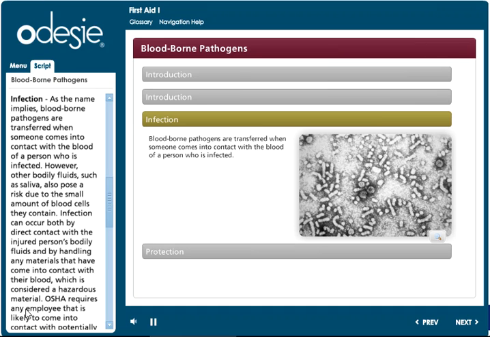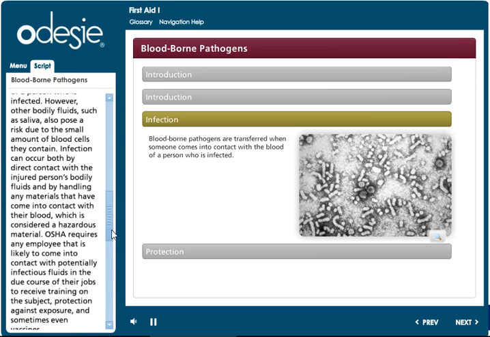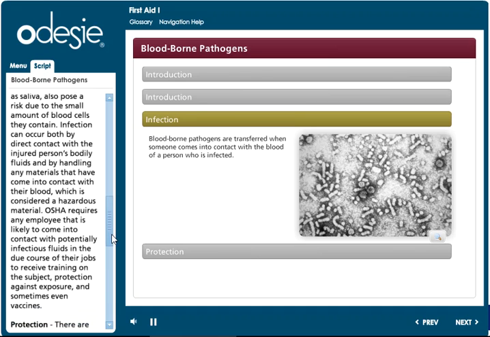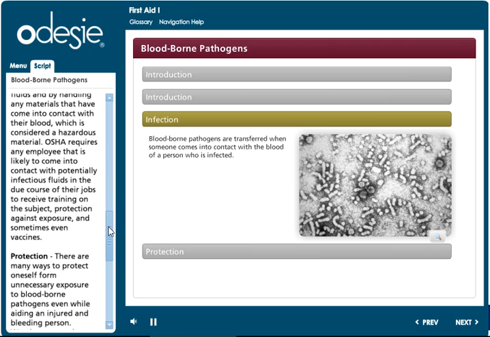OSHA requires any employee that is likely to come into contact with potentially infectious fluids in the due course of their jobs to receive training on the subject, protection against exposure, and sometimes even vaccines.